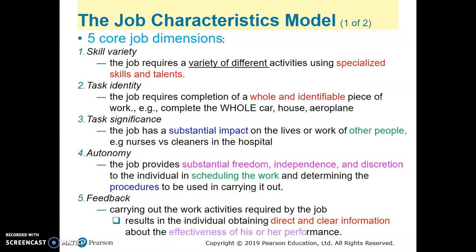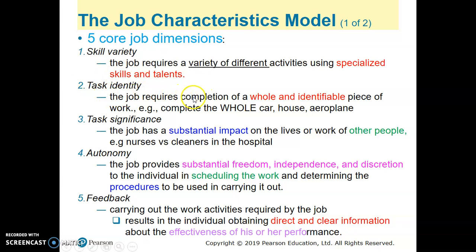Basically, the job characteristics model consists of 5 core job dimensions: skill variety, task identity, task significance, autonomy, and feedback. First, skill variety. From the name, it means employees are sometimes more motivated if their jobs consist of a variety of activities or tasks they need to perform. When they have this variety, they can use their own specialized talents and skills, and they are more motivated to put in effort.